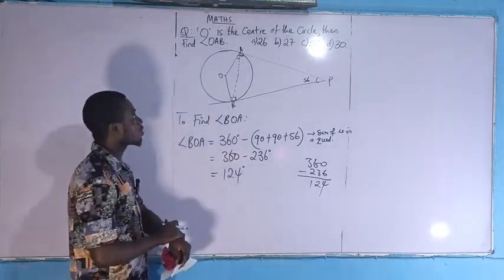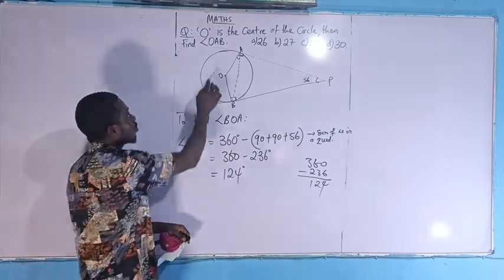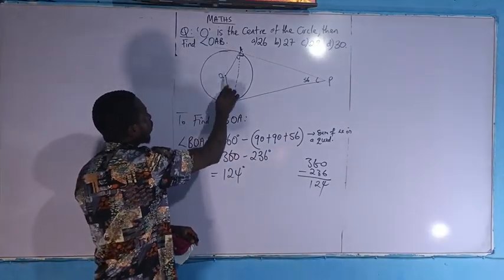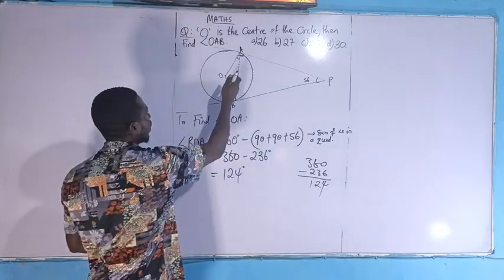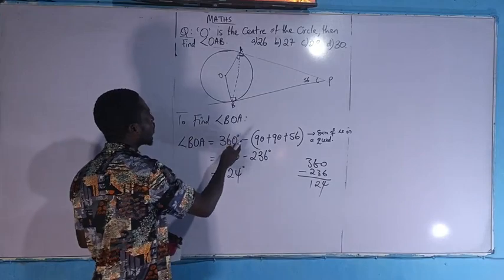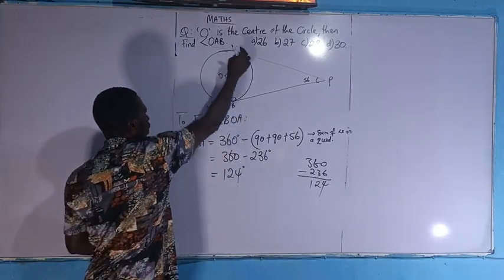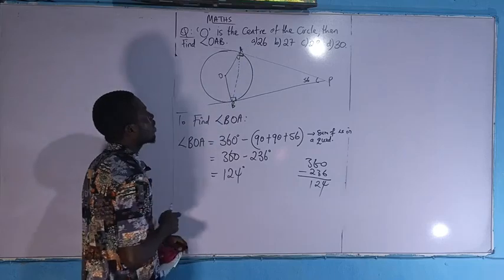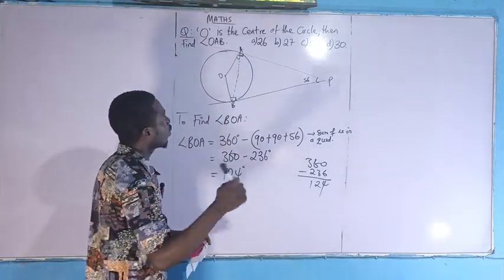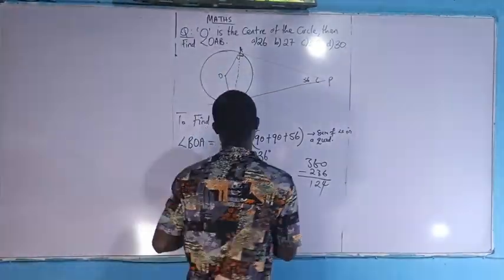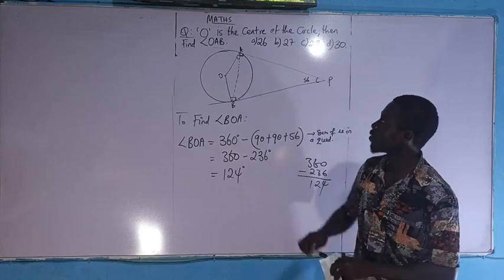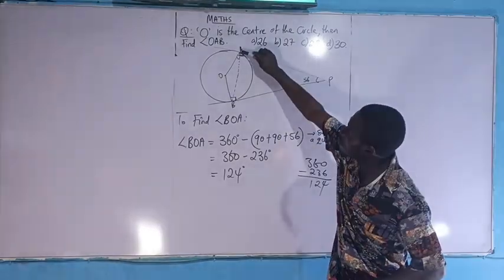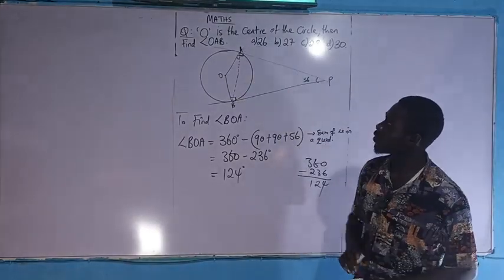But that's not what the question said. The question said we should find angle OAB. So we're looking for OAB, this angle here. Now, it is easier to find OAB since we found angle BOA. Looking at the shape again, this is a radius of the circle. This is also a radius. Now, this is a chord joining A to B.